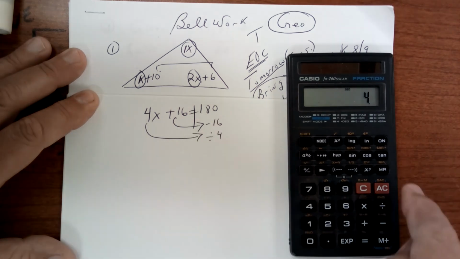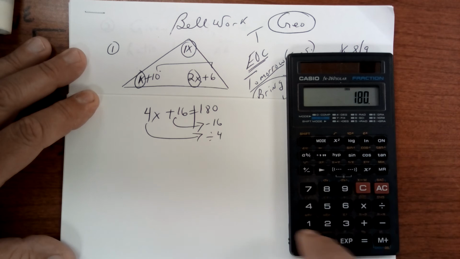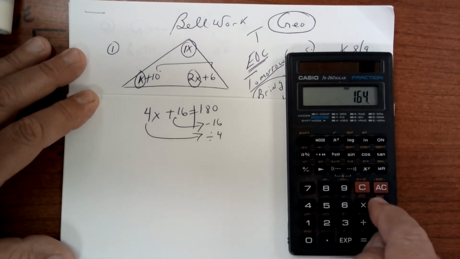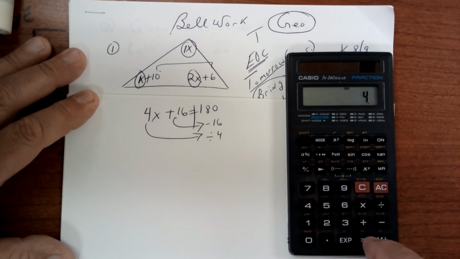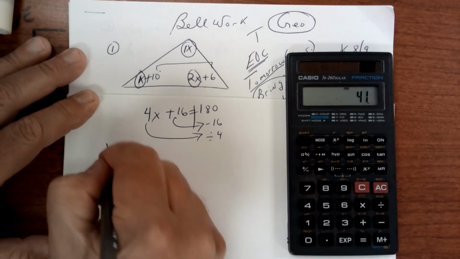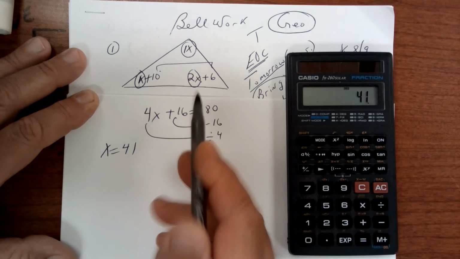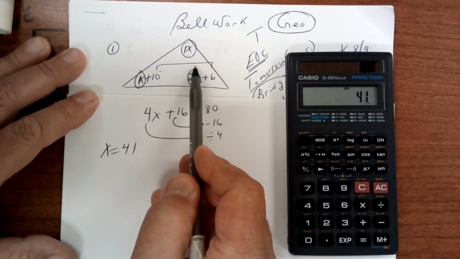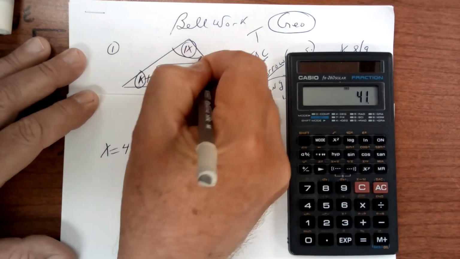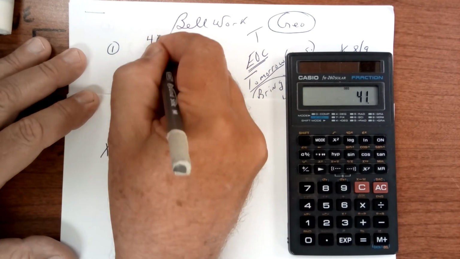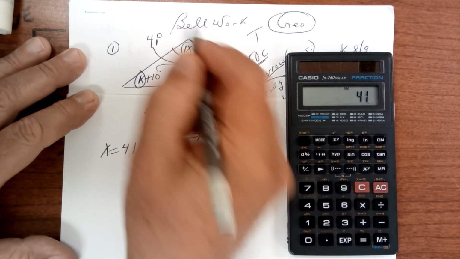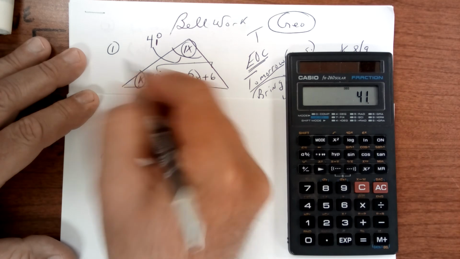So clear it out. 180 minus the 16 divided by 4 equals 41. So x is 41. But if you're going to find all the angles, you got to plug them in. So this one is going to be 41 degrees. This one's going to be 41 plus 10 is going to be 51 degrees.